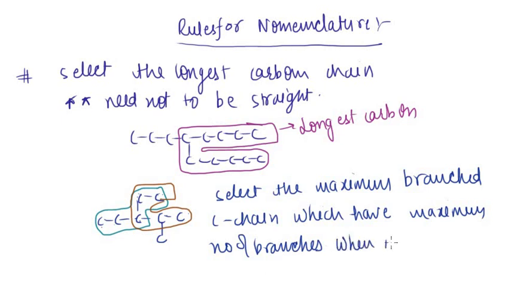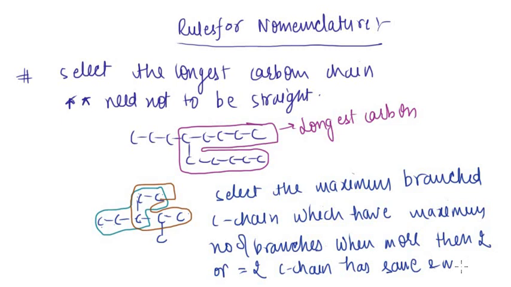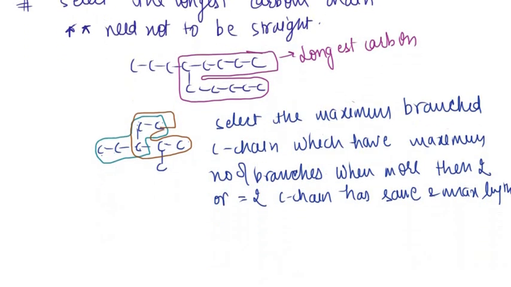When 2 or more carbon chains have the same and maximum length, if they have the same length and that is the maximum length, then you have to select the carbon chain which has the maximum number of branches, right? So that's how we select the carbon chain. Now if I look at this example, 1, 2, 3, 4, 6, we will be selecting the longest carbon chain. So this is the longest carbon chain we have selected.